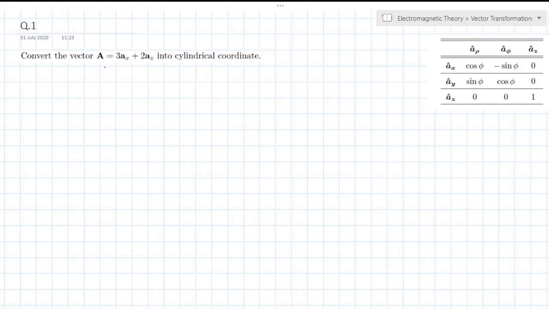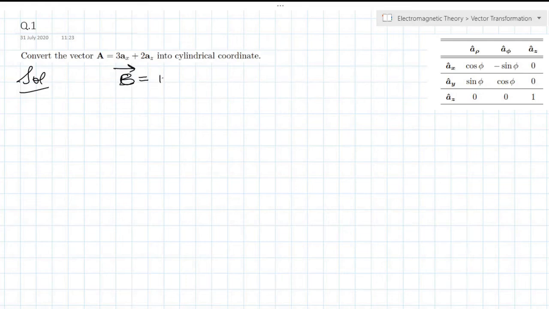This question has a vector A equals 3ax plus 2az, and we have to convert it into cylindrical coordinates. This vector, which is given in Cartesian coordinates, we have to convert into cylindrical coordinates. So let us start. As I have told you, to convert a vector into cylindrical coordinates, let us first write down the result, the form in which we want the result. Let us say that the result is a vector B.